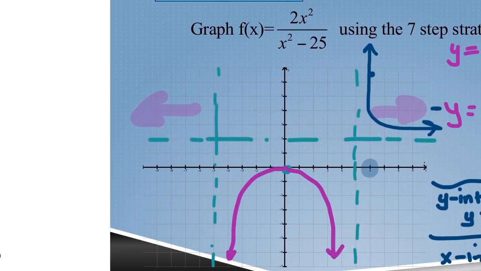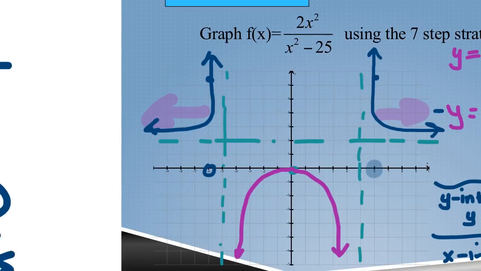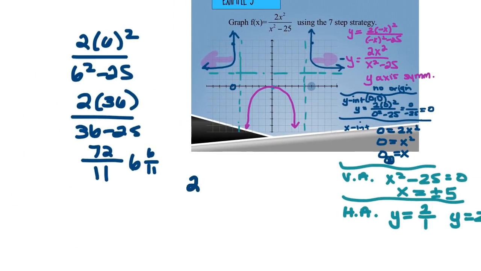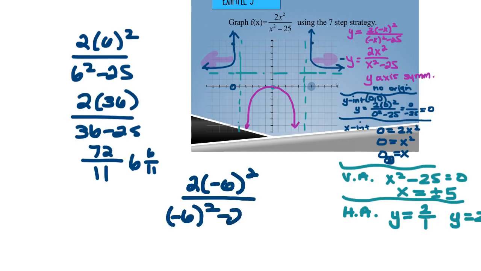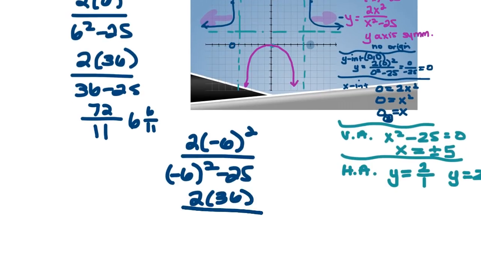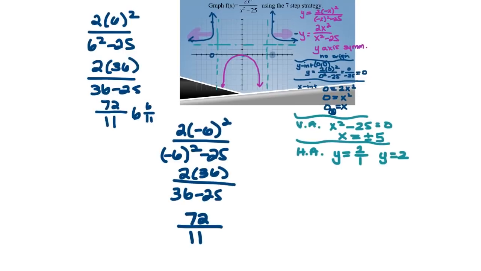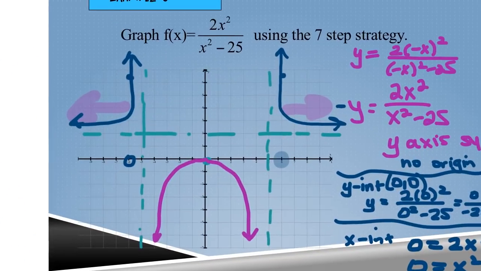And I can plug in -6 to check it. But because I already did the symmetry, I know that it's happening on this side as well. If you're not great at symmetry, then you can always plug that point in as well. So 2 times -6 squared over -6 squared minus 25. I get 2 times 36 again over 36 minus 25, which is 72 over 11. So I get the same point.